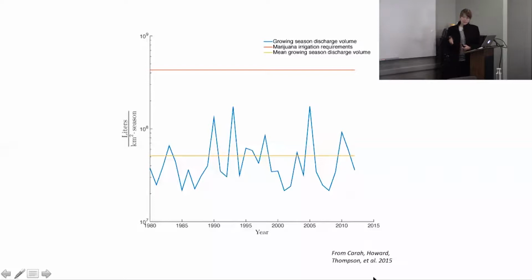So this is a figure from a paper from 2015, where we looked at, on a per area basis, how does cannabis water demand relate to the amount of water that's generated in that watershed? And what we found is that the demand on a per area basis is, depending on the water type, between 10 to 20 times what's available per area. So said another way, if you're growing a cannabis cultivation site, you're going to need 10 to 20 times that area in your ownership to generate enough water for your cannabis grow site.